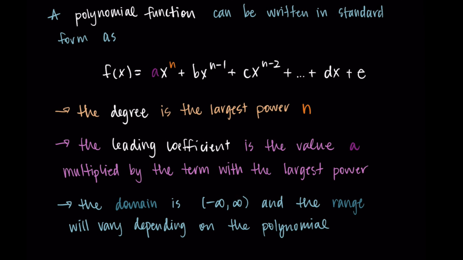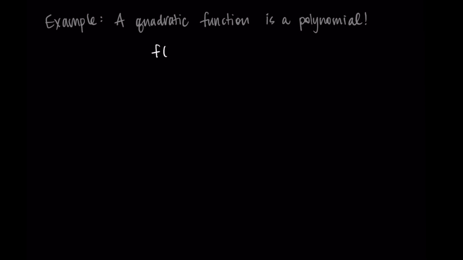So let's start with an example we're familiar with. We've learned quadratic functions previously in this sequence of videos, and a quadratic function is actually a type of polynomial. So let's start by looking at a quadratic function. Let's suppose we have f of x is equal to x squared plus 3x minus 4. So this has our form of a polynomial. It's something times x to a power plus something times x plus our constant.